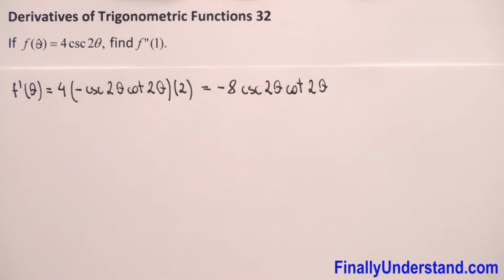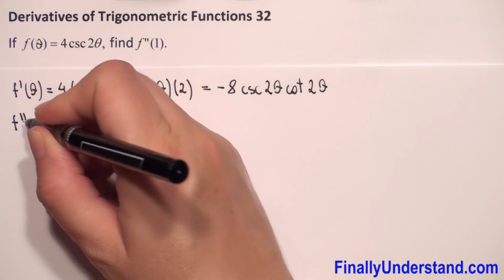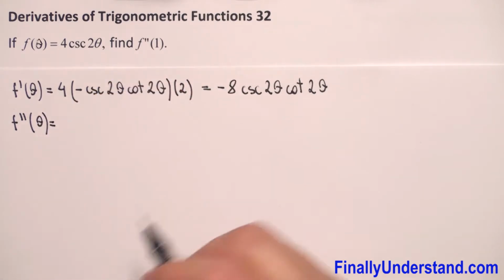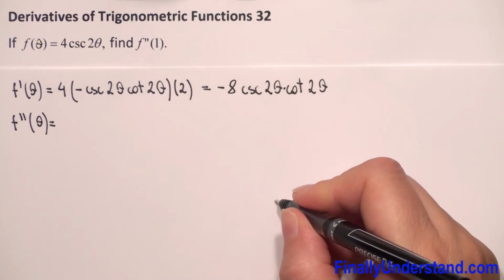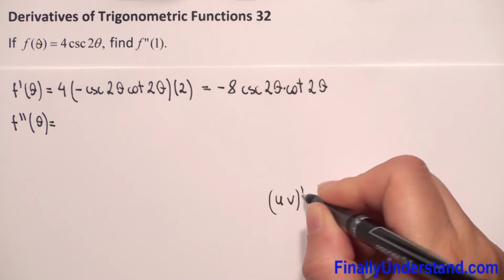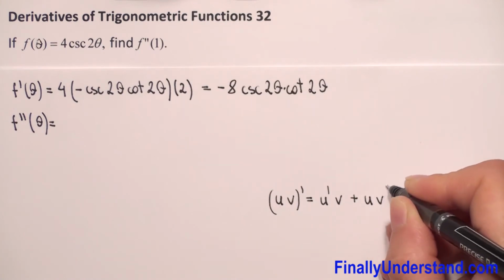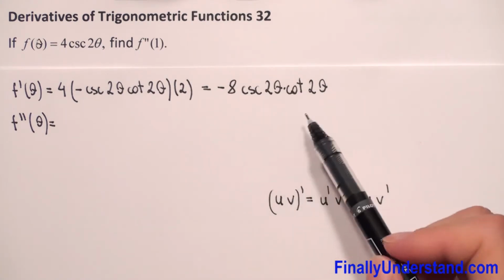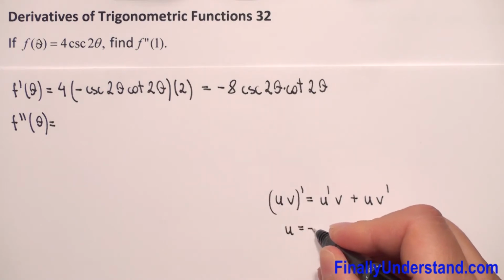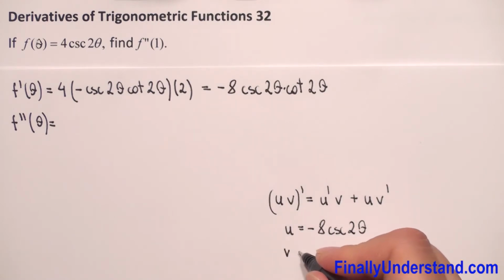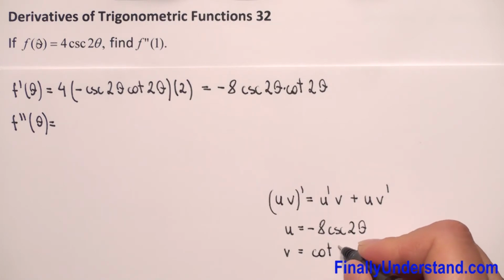Now we have to find the second derivative, so it means we have to find the derivative of our first derivative. So this is equal. We have here a multiplication. It means we have to use the rule for u times v prime. This is equal u prime times v plus u times v prime. In our case, we have u equals negative 8 cosecant 2 theta and v is equal cotangent of 2 theta.